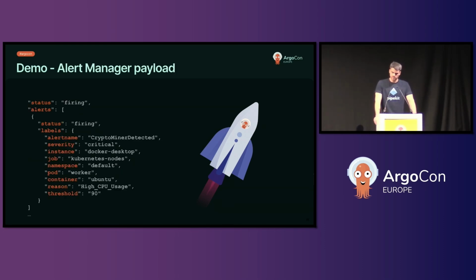Last but not least, this is the example of the Prometheus Alert Manager payload that I'm going to use. You can notice status field, alert name, pod name, container name, and instance. These fields are important for the demo, and I previously mentioned them.